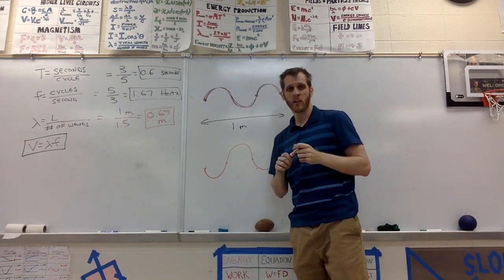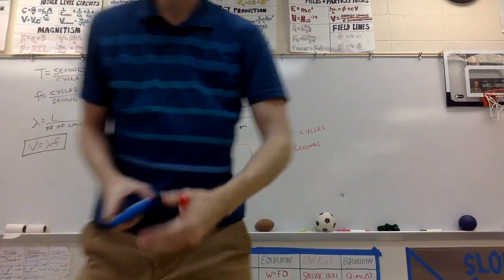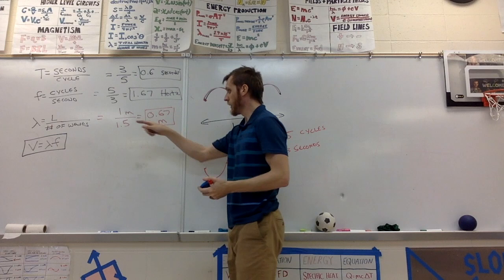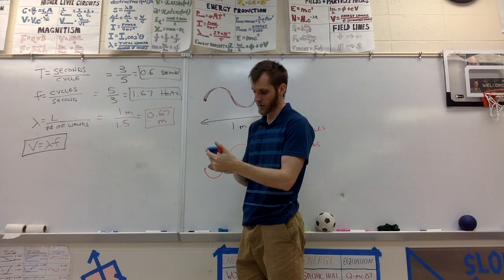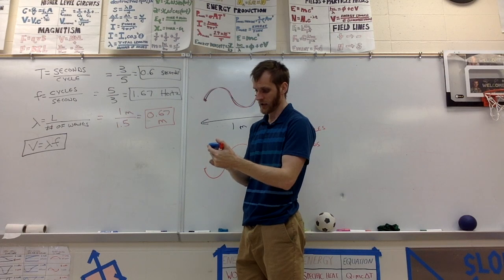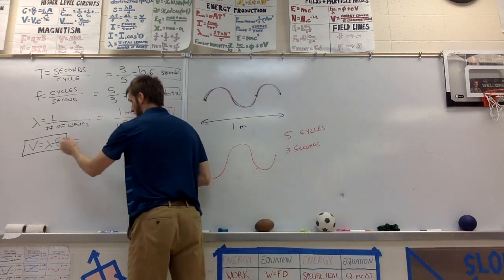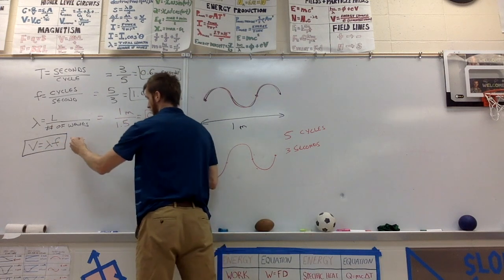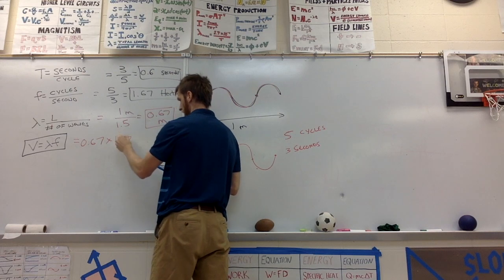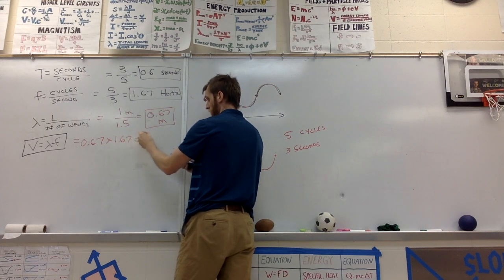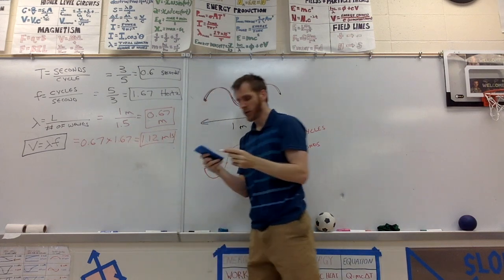Finally, what's the speed of my slinky? It wasn't moving super fast, but to find the speed, I take my wavelength times my frequency. So I take 1.67 times 0.67, and I get 1.12. That's just wavelength of 0.67 times frequency of 1.67, which gives me the velocity of 1.12 meters per second. Look at that, those 4 equations help me.